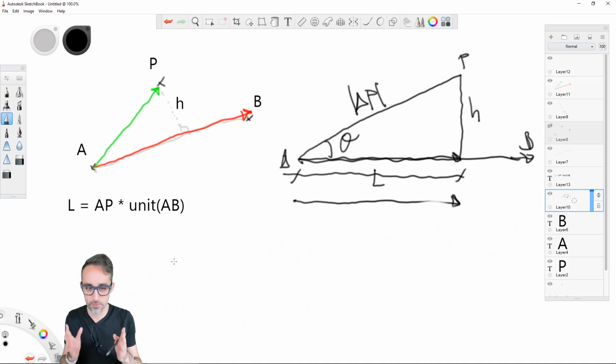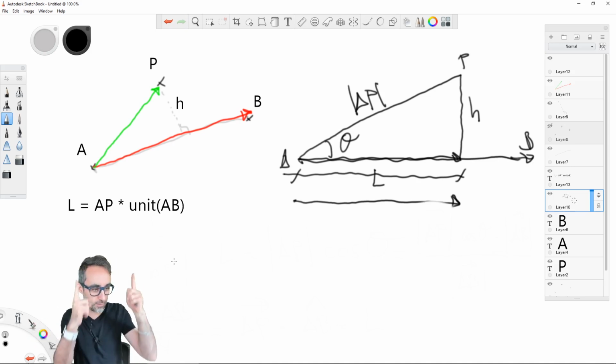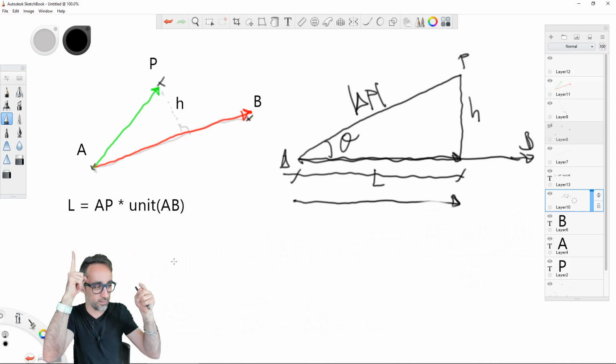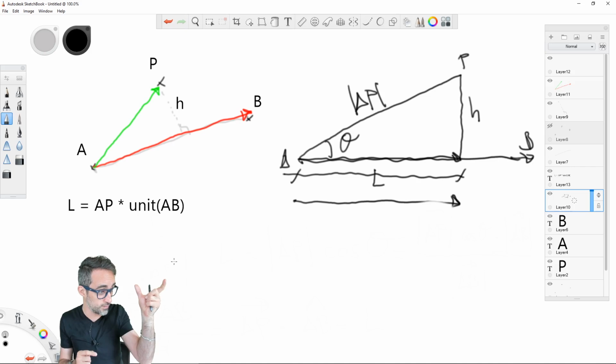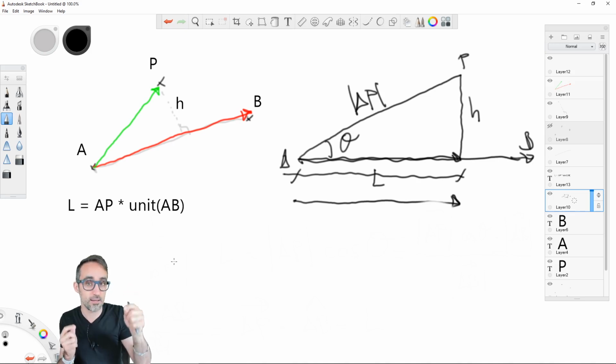Great, so as we just saw, I just wrote it a bit cleaner all the way up here. Through vector algebra, we know that the length of the projection of the vector AP over the vector AB equals the dot product of the vector AP times the vector AB unitized, okay? The unit vector AB. But why is this important?